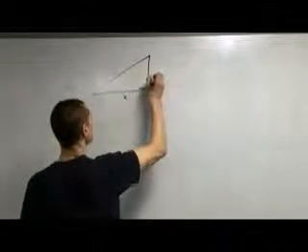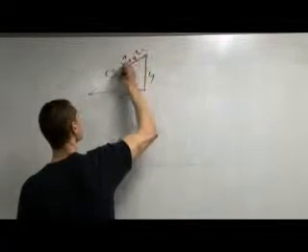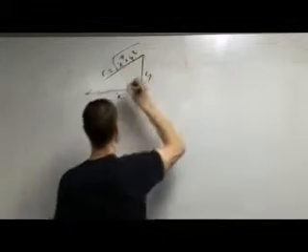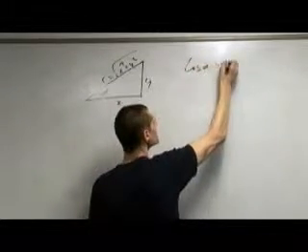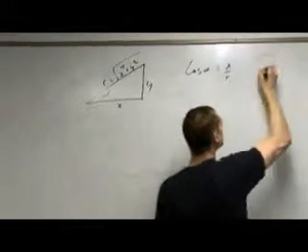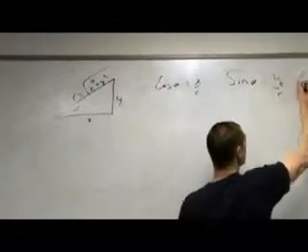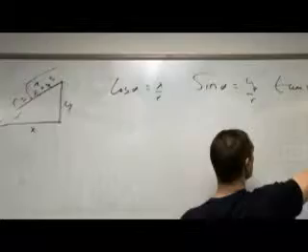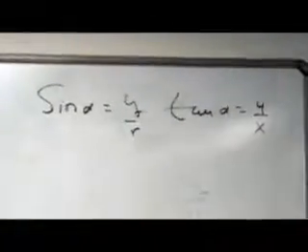Here's x, here's y, here's r, which is the square root of x squared plus y squared. And this angle is alpha. So the cosine of alpha is x divided by r. The sine of alpha is y divided by r. The tangent of alpha is y divided by x, which is also sine over cosine.